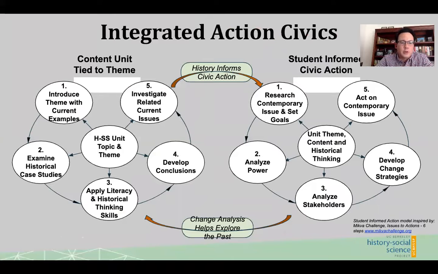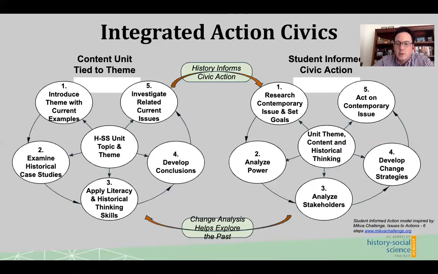spirals, in that you introduce a theme, you introduce a topic, you look at the historical case studies for it, you apply literacy and historical thinking to it, you develop conclusions, and you take action on it. And if you look on the right, you can see the civic action spiral. So where the left is tied to your theme in your class, the right is the Action Civics, where you research an issue, analyze power, look at historical context and thinking around it, analyze stakeholders, develop and strategize a plan, and then implement it, and then move back around and move within each sphere.